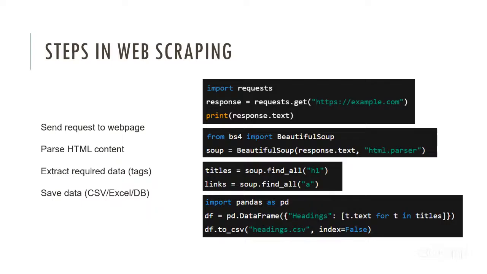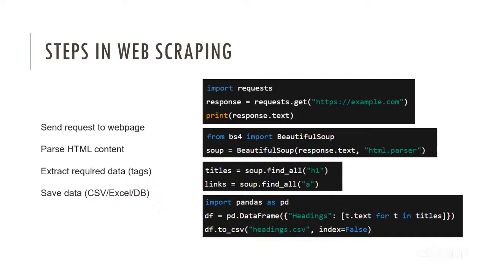Every website stores data inside HTML tags, like h1 for headings, p for paragraphs, a for links. So using Beautiful Soup, we can find all these tags easily. Okay, like for example, this will collect all headings and links from the web page.